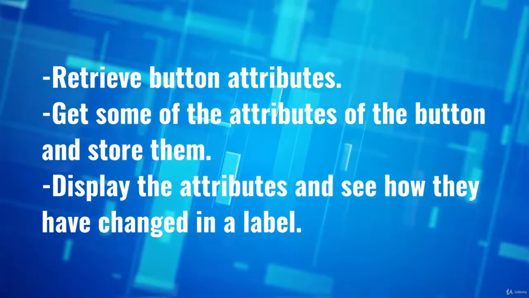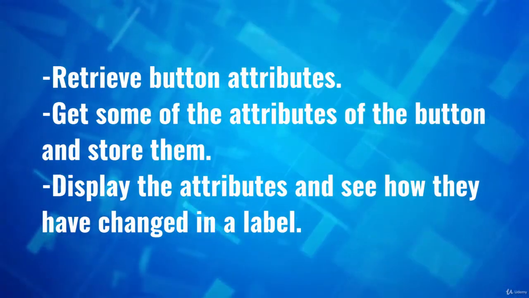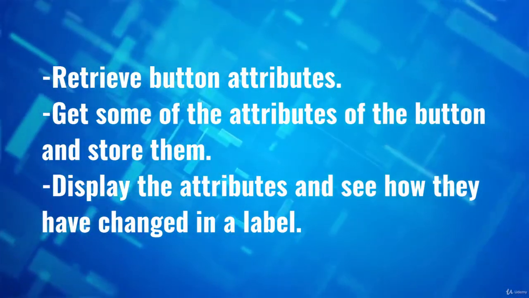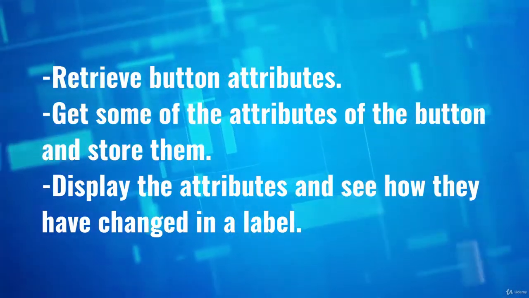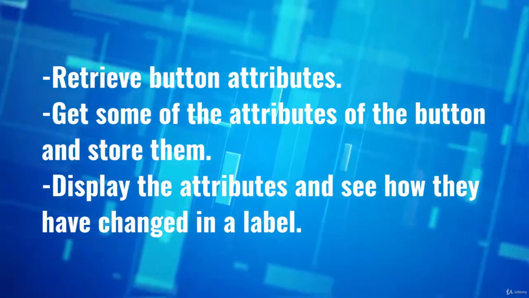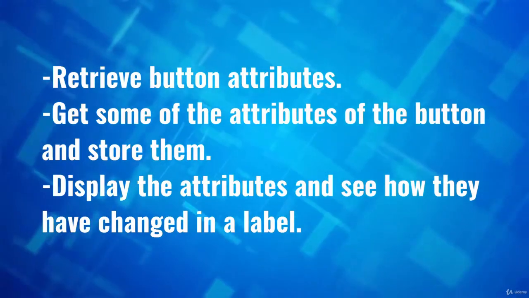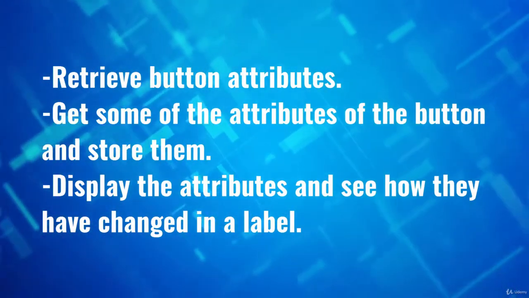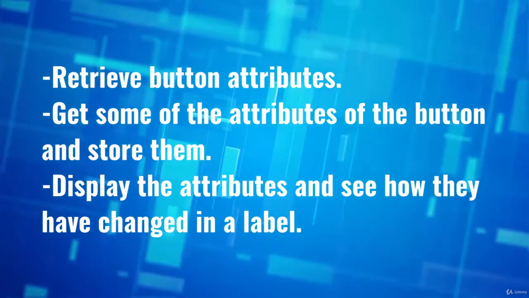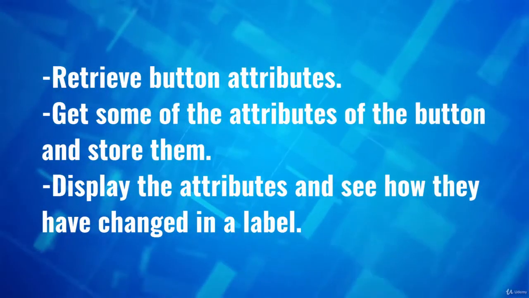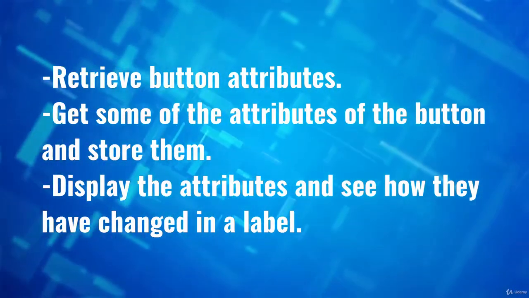Okay, so rather than saying the button name dot set title or set color to whatever, we're going to create this variable and set it equal to the button dot current title or current color. Okay, and we're going to display the attributes and see how they've changed in a label. So we're going to put these before we reset the title and color and after to see how the results change.